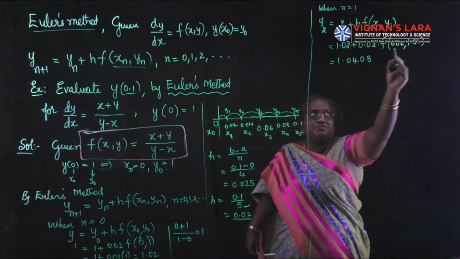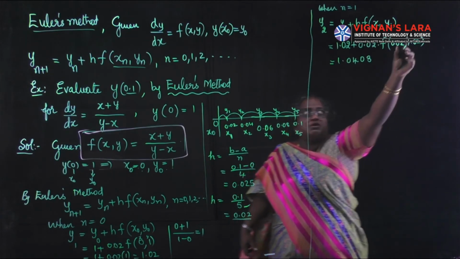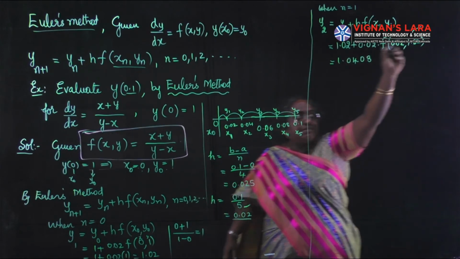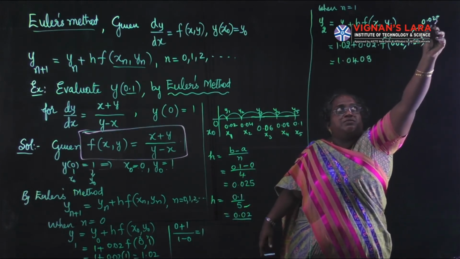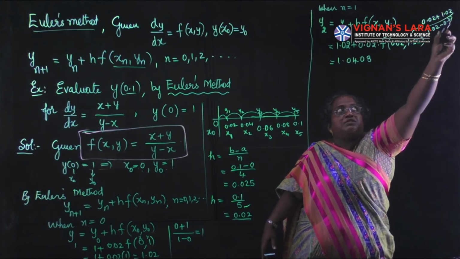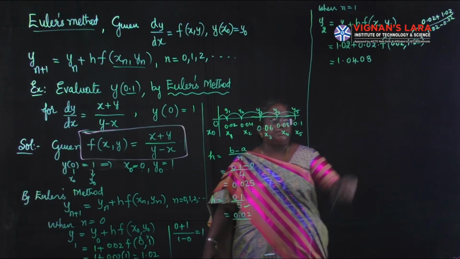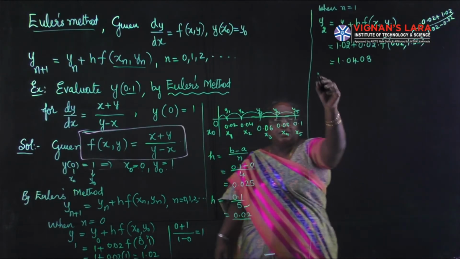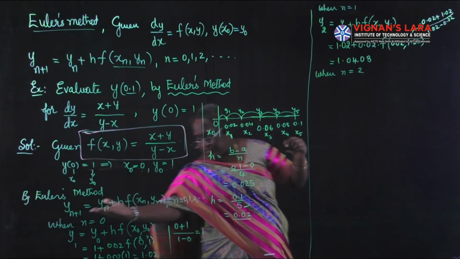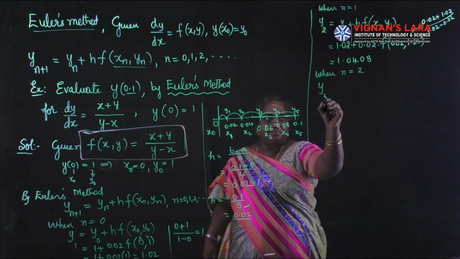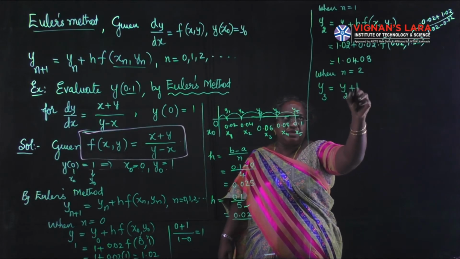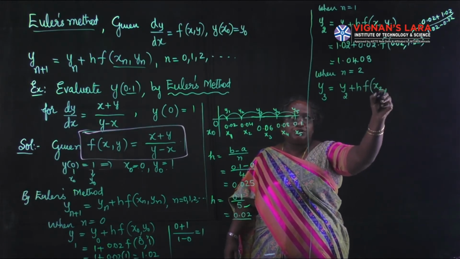So what is f of 0.02, 1.02? In the given function I have to substitute, instead of x this value, instead of y this value: x plus y, 0.02 plus 1.02, by 1.02 minus 0.02. That is how you have to calculate f. Next, when n is equal to 2, substitute n as 2 here. 2 plus 1, y3 is equal to, when n is 2, y2 plus h into f of x2 comma y2.